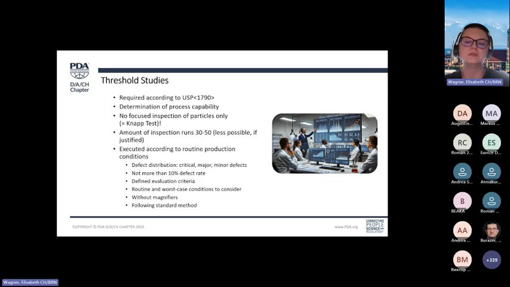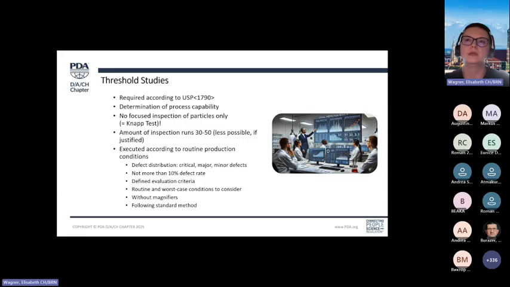So I will now proceed with the threshold studies. This is really a basic requirement. There are also some other formulations of wording for this on the market. This could also be a probability of detection study or a baseline study. It's all the same. So you just want to know your process capability by doing this.